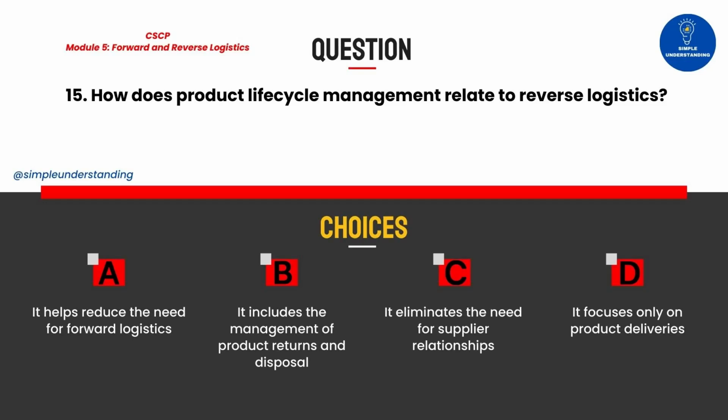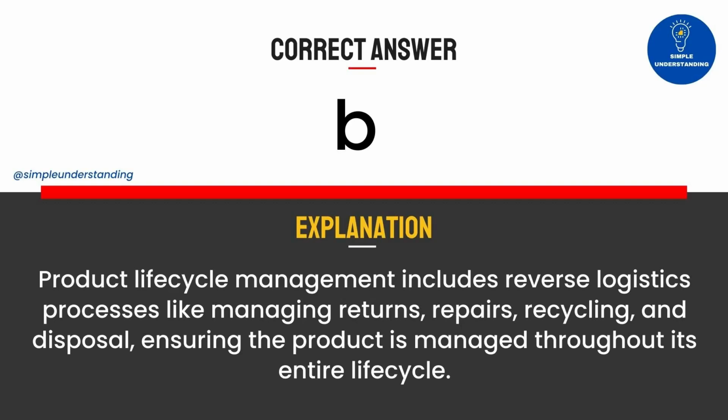It eliminates the need for supplier relationships. D. It focuses only on product deliveries. Correct answer B. Explanation. Product lifecycle management includes reverse logistics processes like managing returns, repairs, recycling, and disposal, ensuring the product is managed throughout its entire life cycle.